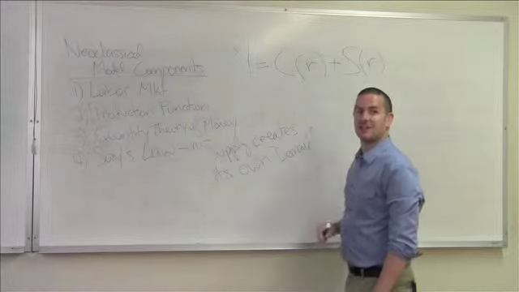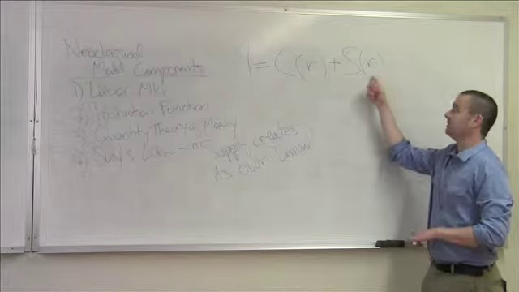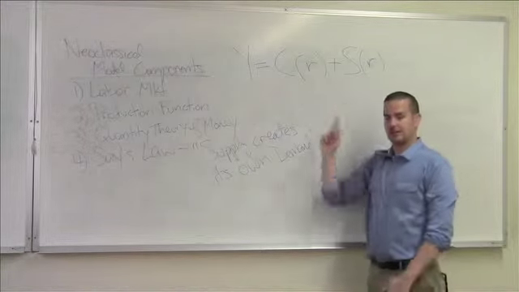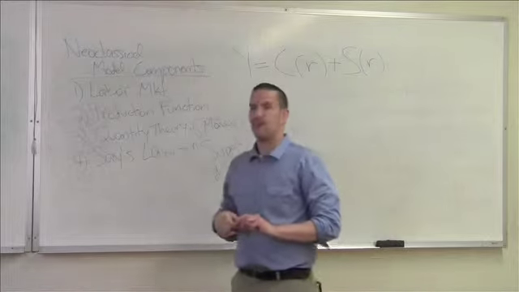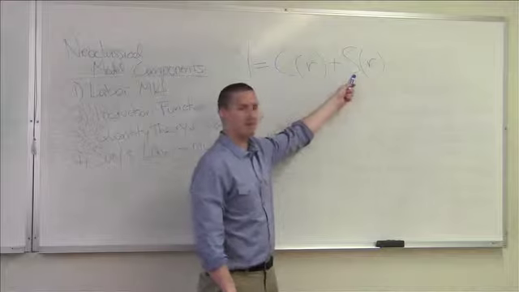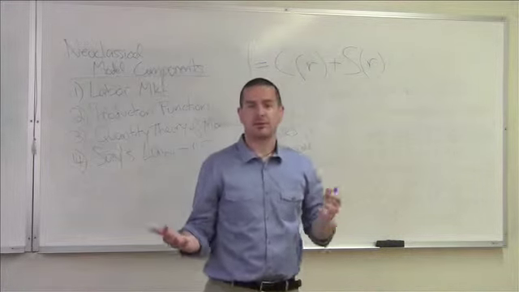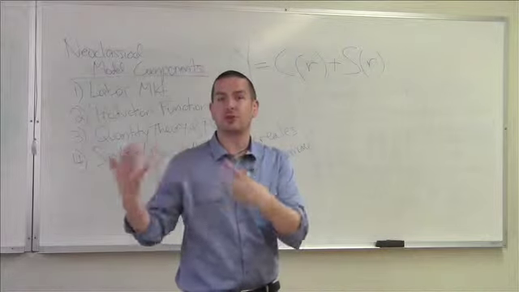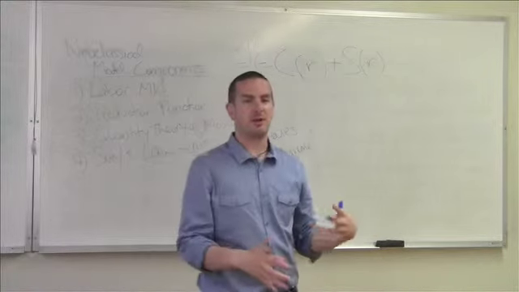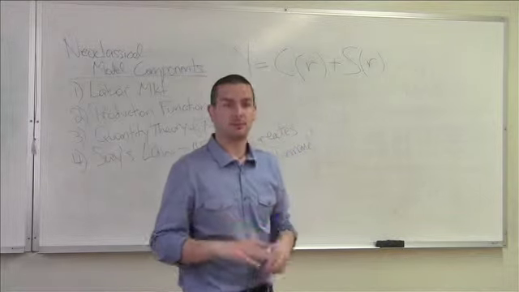S stands for savings. Savings is also said to be a function of the interest rate. If you put this together, consumption plus savings, you get total income. And that's correct. If you take all the money that people consume plus all the money people save, you end up with total income.